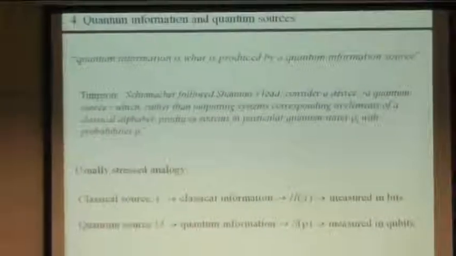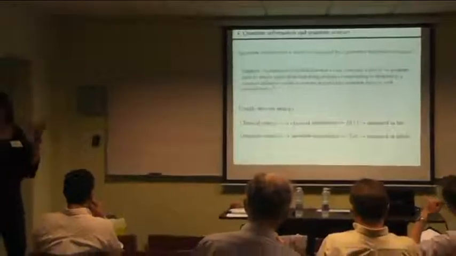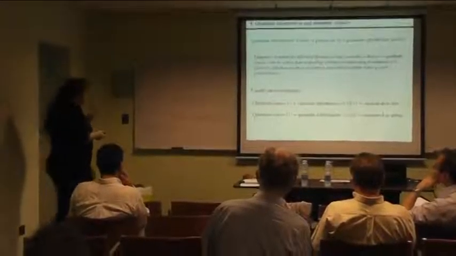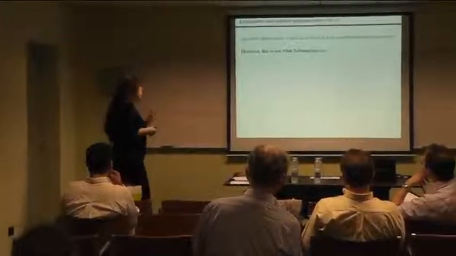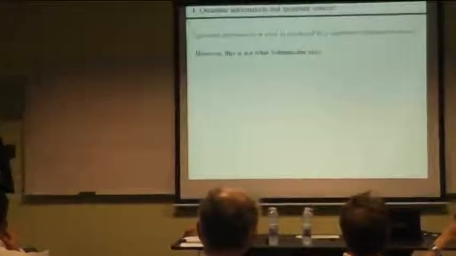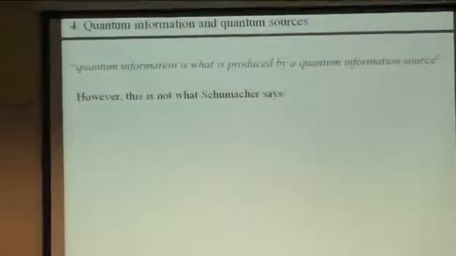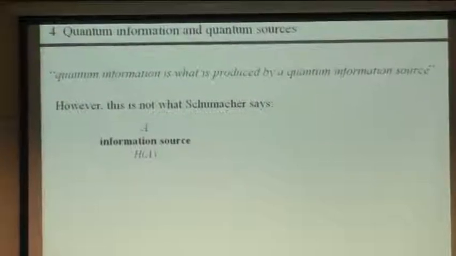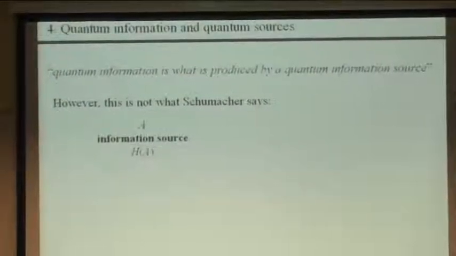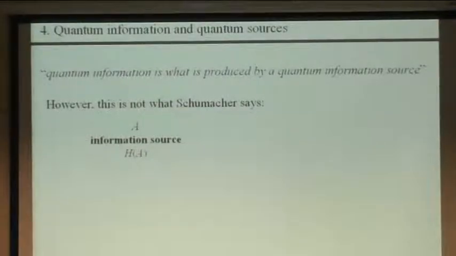It is very nice because this is very symmetric. The point is that this is not what Schumacher says. I mean, if we read Schumacher's paper carefully, we find that he says something different. We have an information source that produces messages, not signals, but messages, and has a Shannon information given by the entropy.